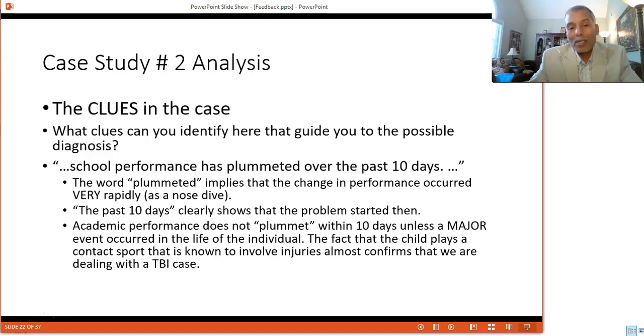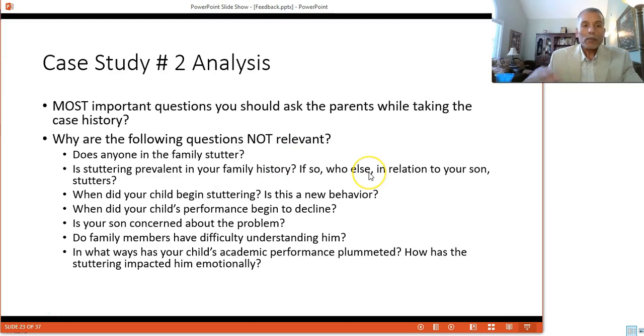Now, you can't go and say, since you say performance has plummeted, that is typically what happens when someone has a traumatic brain injury. Traumatic brain injury is very sudden. It happens very quickly. And when you have many areas of the brain affected, that is going to cause the person to not function appropriately. So again, look at these cues, and that will make you have a whole different focus.